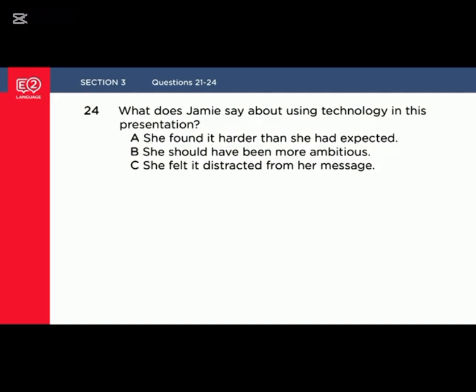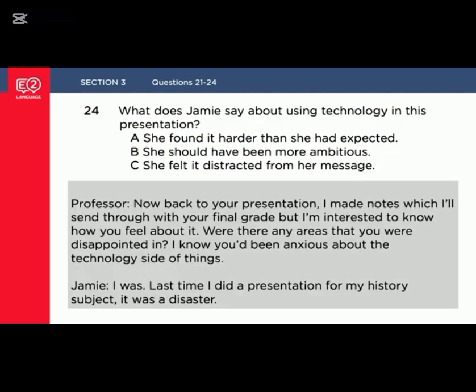Really key words in the question here are this presentation, because Jamie talks about a presentation she did before for history and compares it to this presentation. Here is the script. Read through, look for the answer and the two distractors.